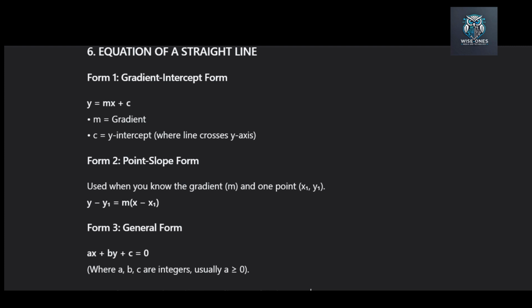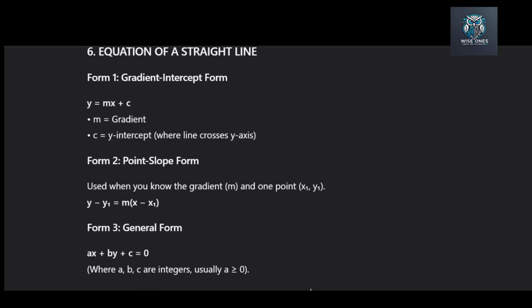Form 2 is point-slope form. This is used when you know the gradient and one point. It is written as y minus y1 equals m times (x minus x1). Form 3 is general form. This is ax plus by plus c equals 0. Usually we want whole numbers here.